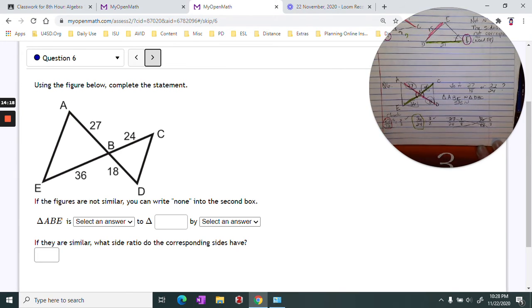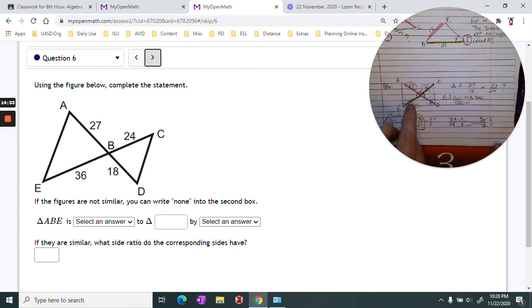And what I did was reduce those, and they both reduced down to 3 over 2, which is good. I want that. And then just as a double check to make sure I was doing everything correctly, I did 27 over 24, and I got 9 over 8. And then I did 36 over 18 and I got 6 over 3, which is the same thing as 2. Well, those aren't the same. Okay, so I am going to go with this one. And this fits the setup for side angle side similarity.